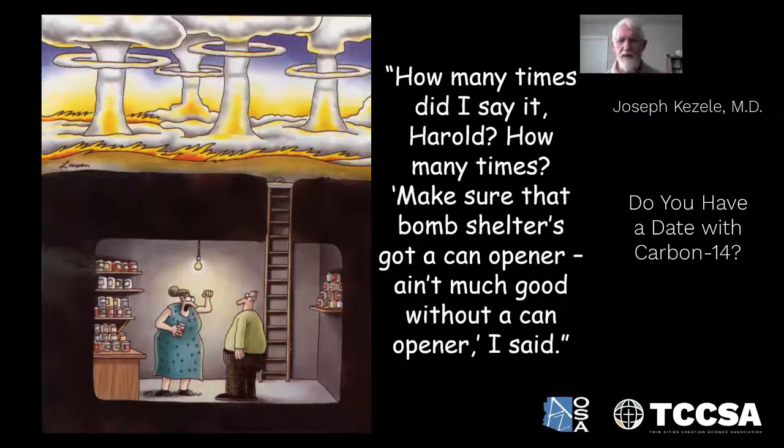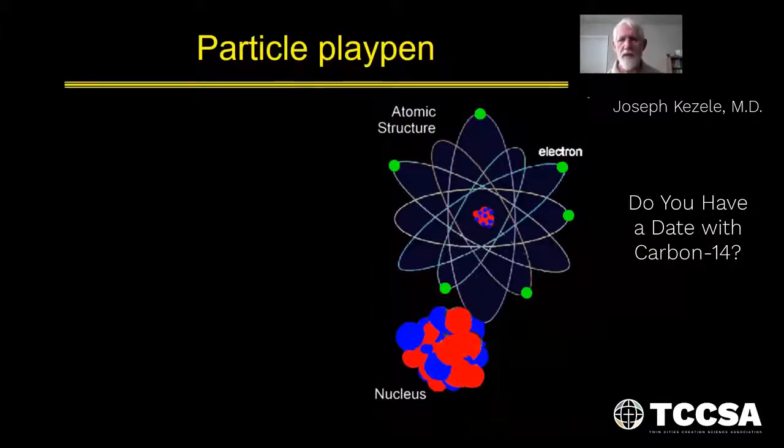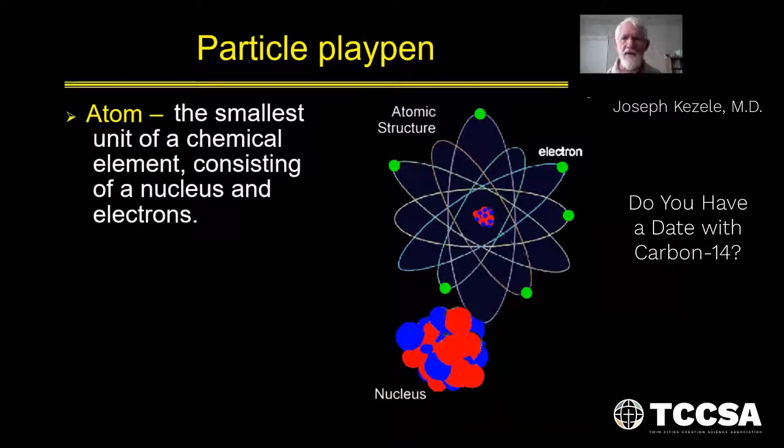Well, we're going to open the can of the atom and take a look and see what's inside, and then use that to explain how carbon-14 dating actually works. So here's a representation of the atom that most of you folks are familiar with, but you may not remember the details from school. It's the smallest unit of a chemical element, consisting of a nucleus and electrons.